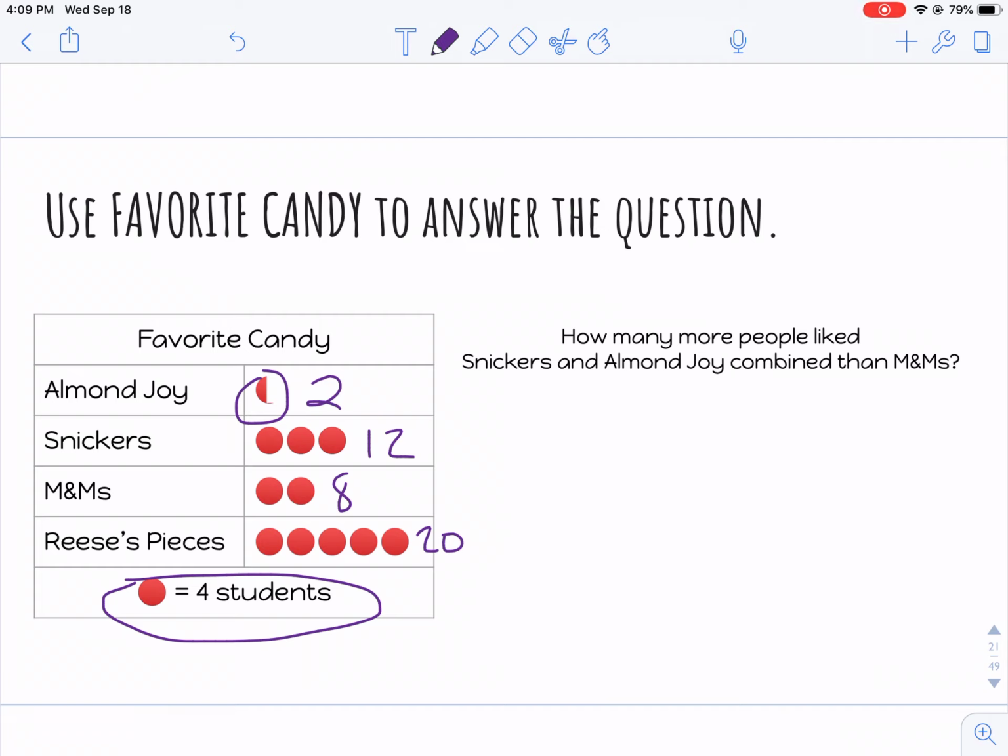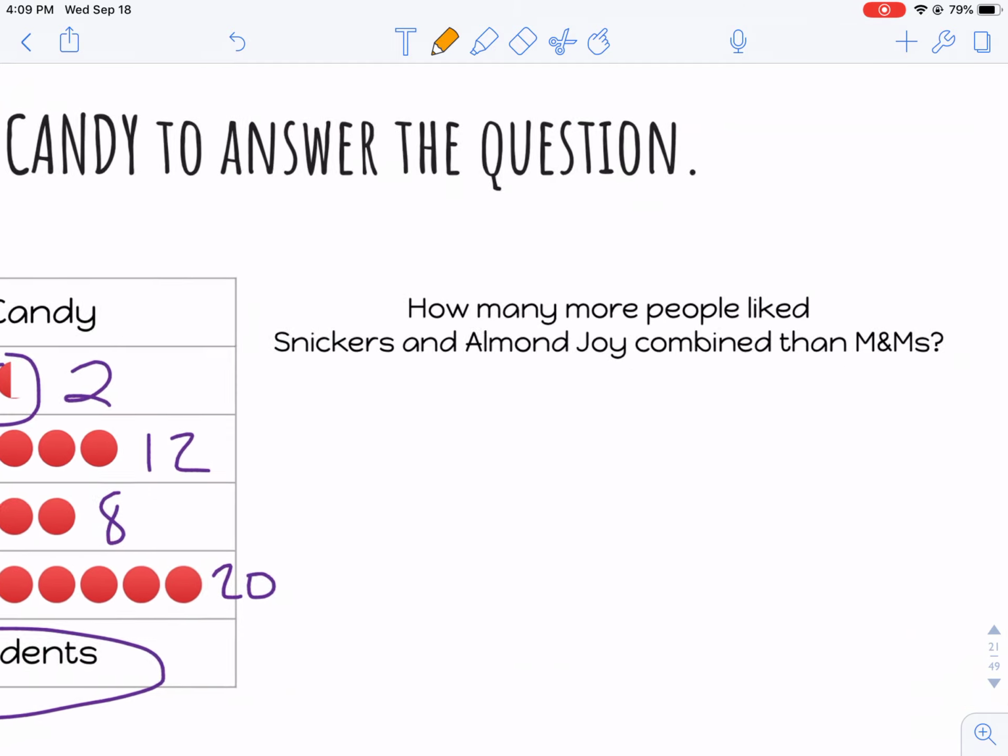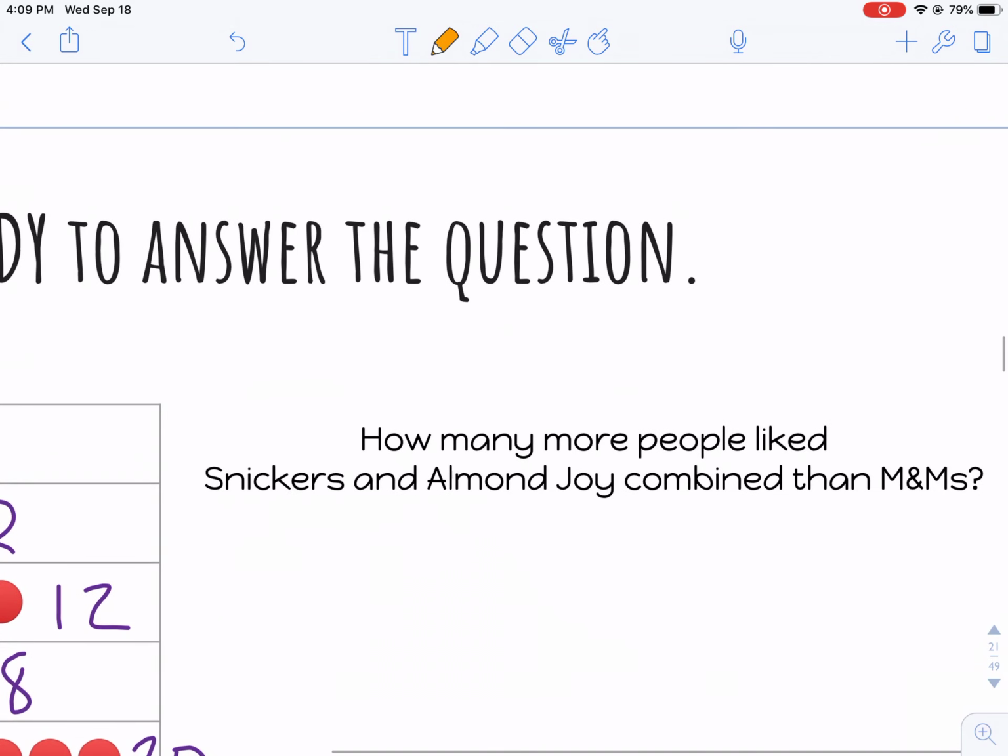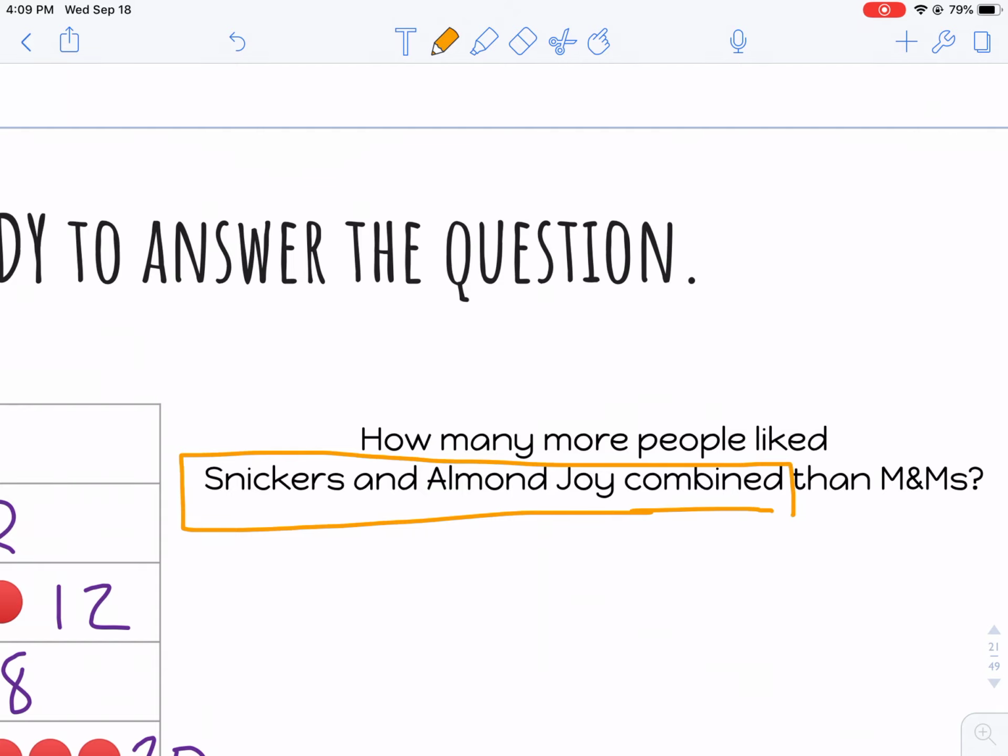That brings us to the biggest trouble we always see, which is them being able to understand the keywords of the question and breaking it down. As they're reading this question, it says, how many more people like Snickers and Almond Joy combined than M&M's? I like to do this as I read. When I see the word combined, I know I've got to combine two things, and the two things we're combining are Snickers and Almond Joy.